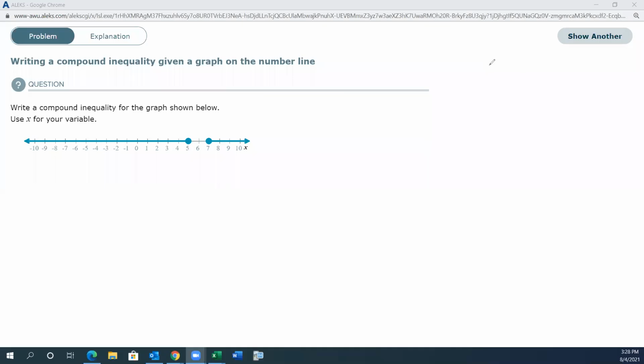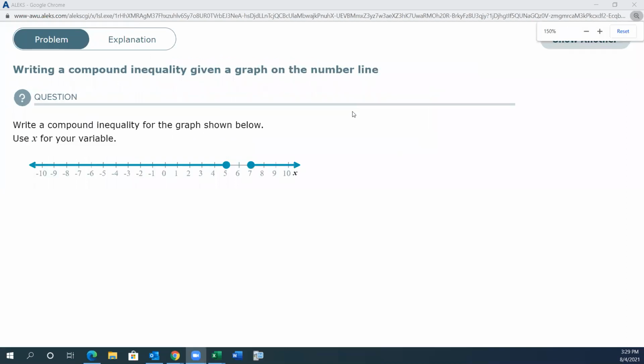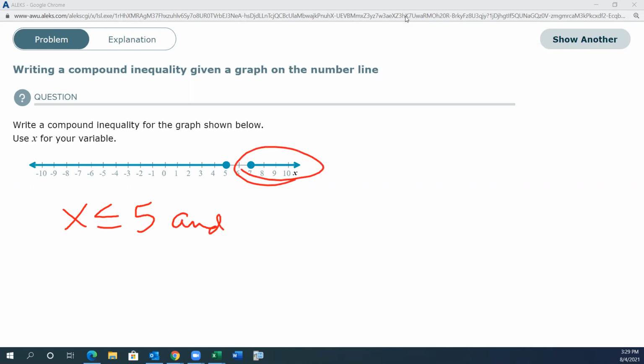Okay, on this one, once again, we're writing a compound inequality, but instead of being given some stuff in English, we are given, let's make that just a little bigger, just given the graph. Well, this piece of the graph looks like it's shaded in all numbers that are less than or equal to 5. And we also have shaded in all numbers that are bigger than 7 or equal to 7.